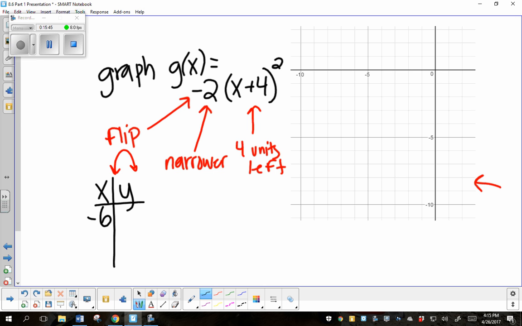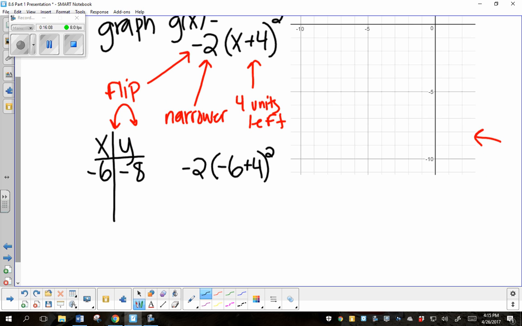So if we plug in a negative 6, that means I'm going to have negative 2 times whatever negative 6 plus 4 squared is. So negative 6 plus 4, that's negative 2, squared, that's 4, times the negative 2, that's negative 8. And you guys, we just need to be good at that. We've got to be good at doing those mathematics right there. Just that simple stuff. Let's plug in a negative 5. So I'm going to do negative 2 times negative 5 plus 4 and square it. So negative 5 plus 4 is negative 1. Negative 1 squared is 1. And then times the negative 2 is negative 2.